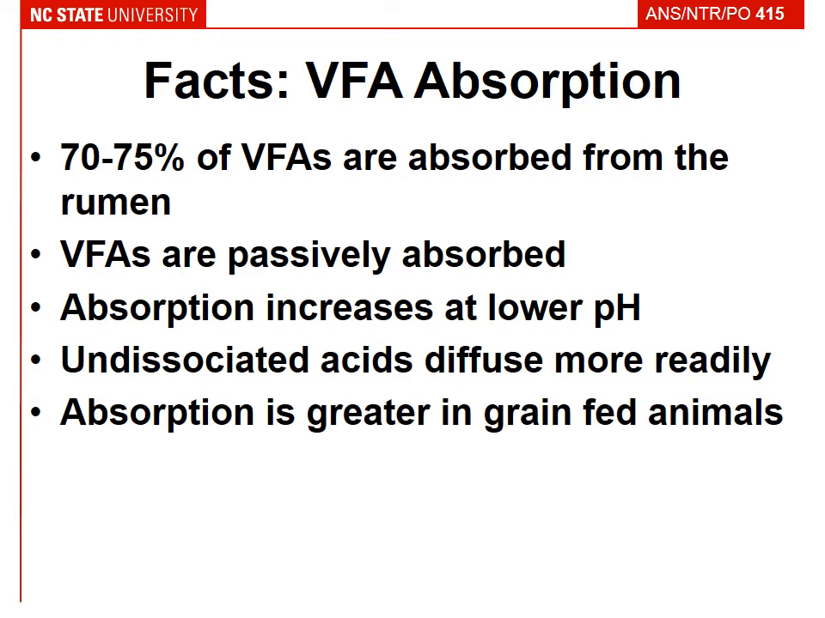So some of the facts, this is the key take-home message from the last few slides. About 70 to 75% of the volatile fatty acids are absorbed from the rumen in the animal. And these volatile fatty acids are passively absorbed, so they do not need any energy to be absorbed. Their absorption actually is better at lower pH.